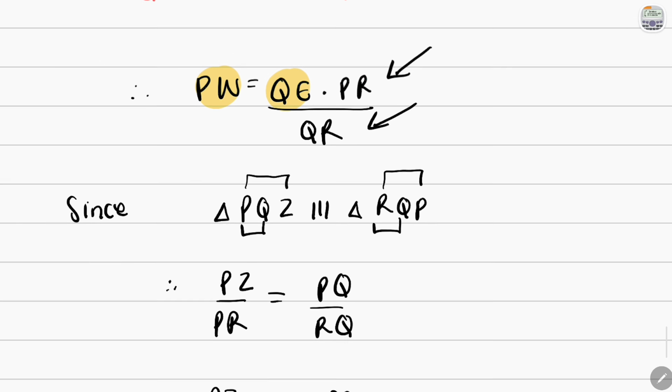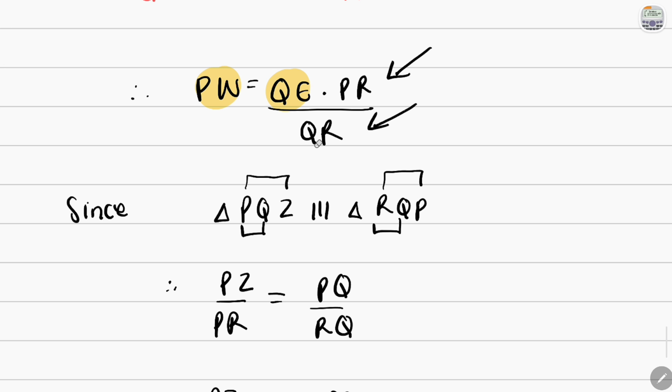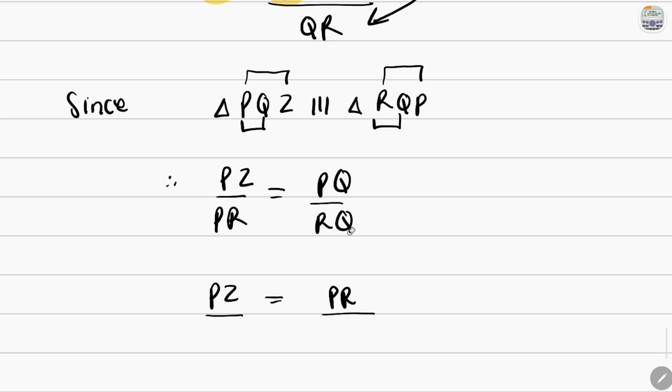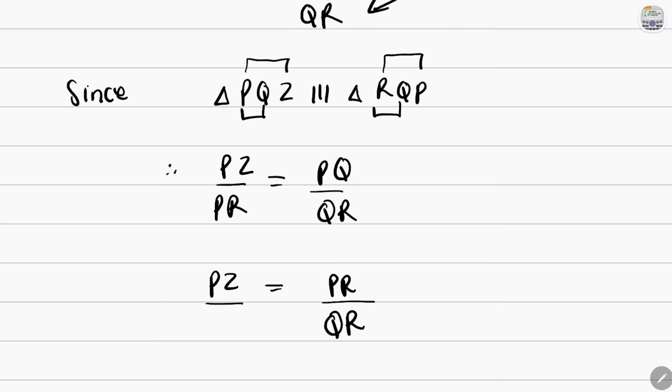Then what else did we need to move? We want the QR to be in the denominator. So there's QR or RQ. Let's just call it QR. Do you see that it is already in the denominator? So I will not move it. I will leave it in the denominator.